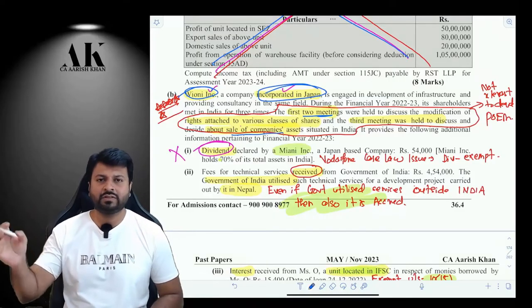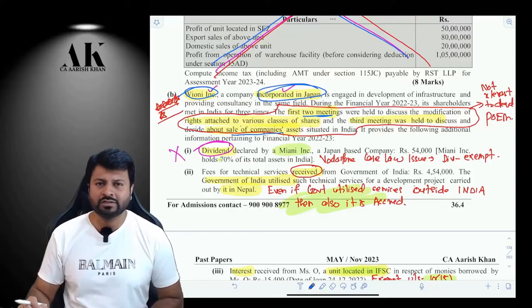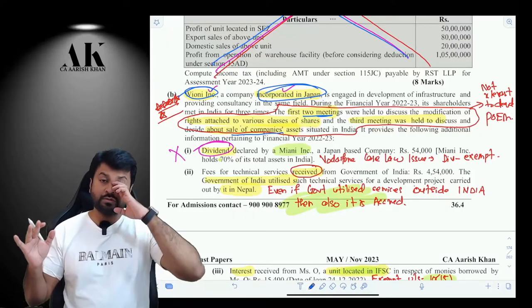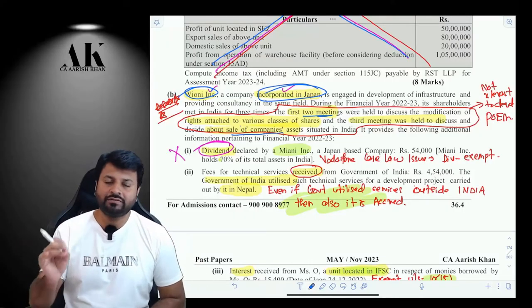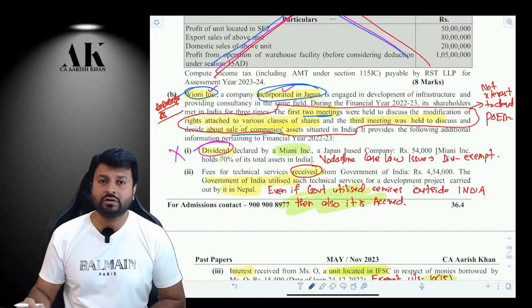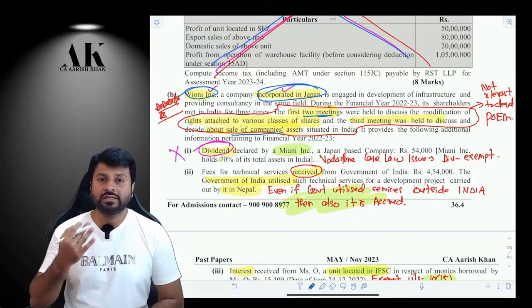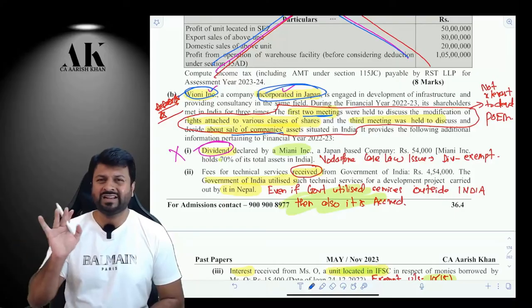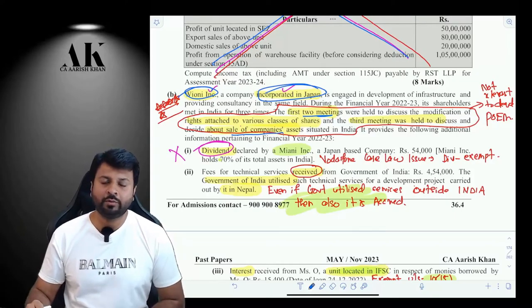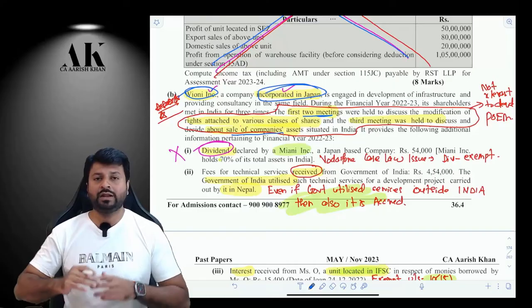Now, the sale of some part of the company in India does not amount to POEM, that is, the control of actual business or management in India. We have seen in the circular on POEM that if a company is engaged in sale of an asset or amalgamation or demerger, then that does not amount to POEM. It is not something where you are taking key management and commercial decisions.